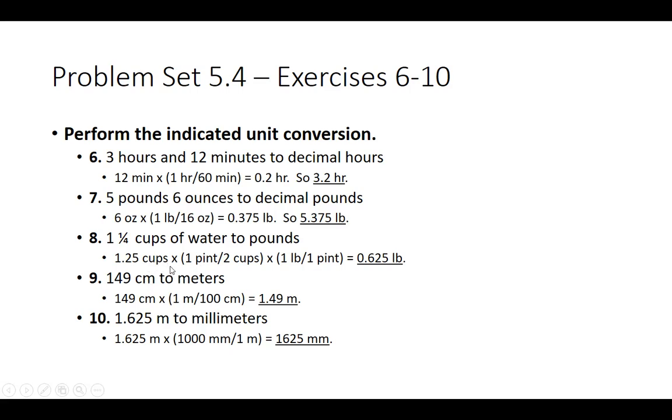Making sure things are in the right place, we need to start by getting rid of cups. So cups has to be on the bottom. That leaves us with pints because pints is going to be on top. Our next conversion factor then would have to have pints on the bottom to get rid of pints and pounds on the top to get us into pounds. So 1.25 times 1 divided by 2 times 1 divided by 1 gives us 0.625 pounds.